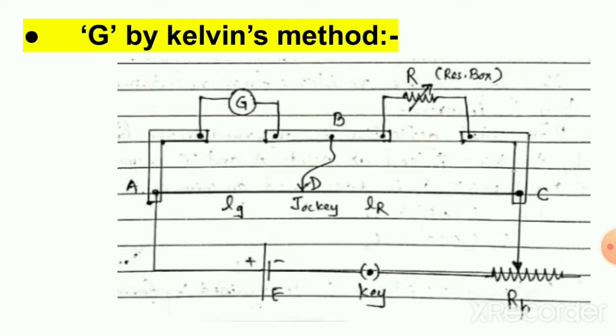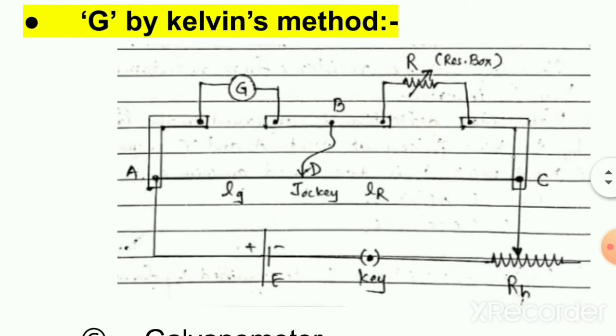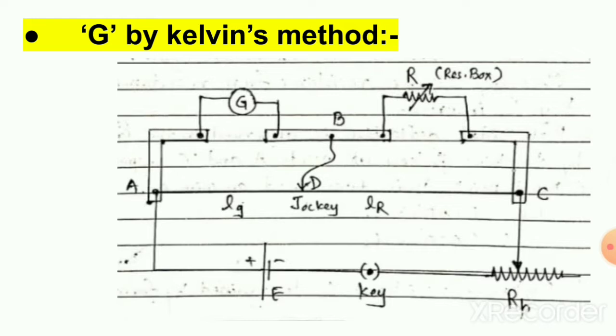While determining the resistance of galvanometer, we are going to have the same apparatus, meter bridge, and the galvanometer whose resistance is to be determined is connected in the left gap, whereas a resistance box is connected in the right gap. Circuit is as shown in this figure.